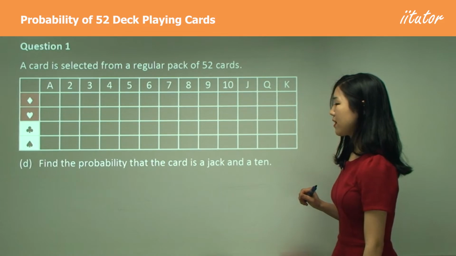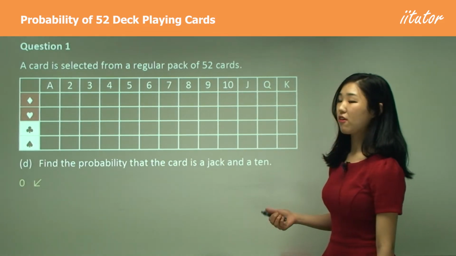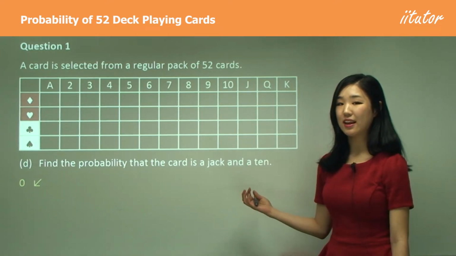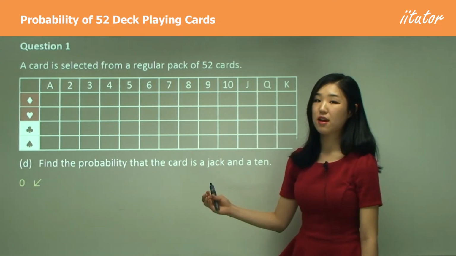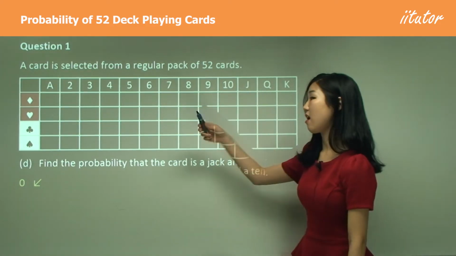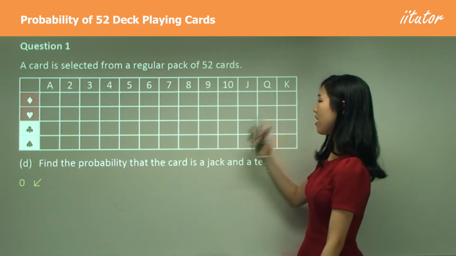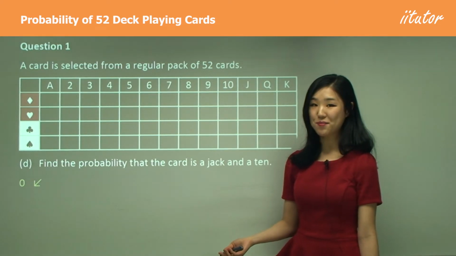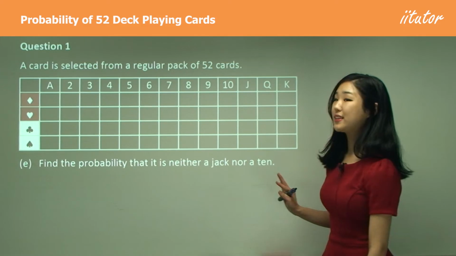D, find the probability that the card is a Jack and a 10. Jack and a 10 is 0 because there's no particular block that has Jack and a 10. This is Jack and this is a 10, but there's no card that is both a Jack and a 10. We could have a Jack and a heart, for example, or a 10 and a heart, but we can't have a card that is both Jack and 10, so that's why the probability is 0. There's no outcome.